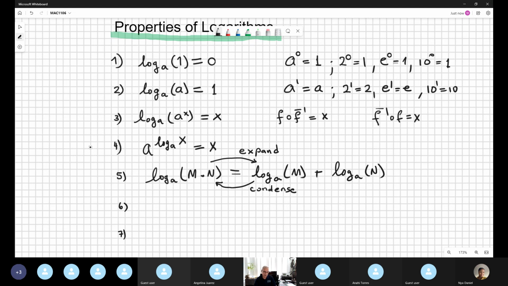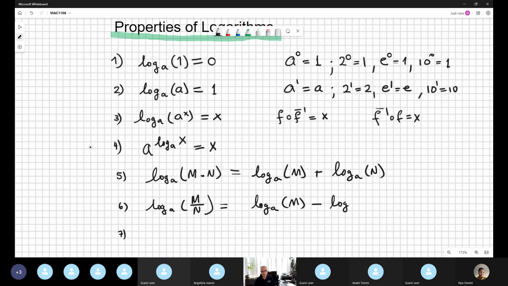So now let's see an application in a few minutes of this property. Remember, we can use it as bilateral. We can use it in both directions. You use it to expand or condense. Property 6 is division: suppose m divided by n, well, it is subtraction. And property 5 is multiplication.